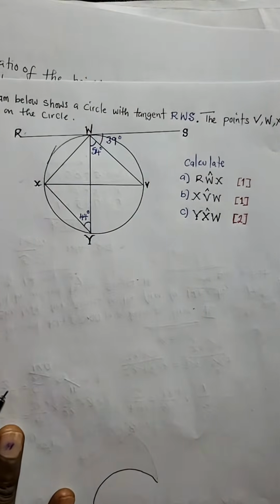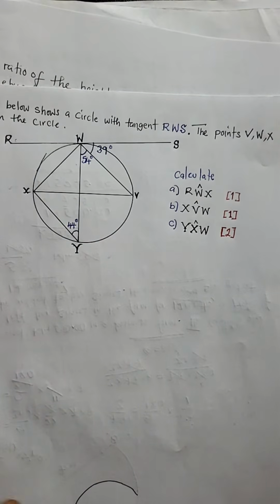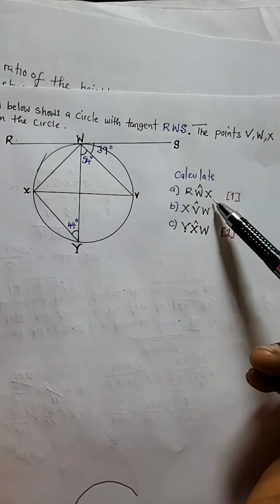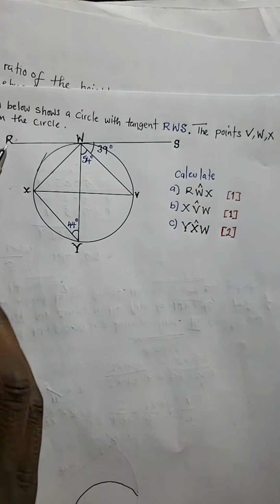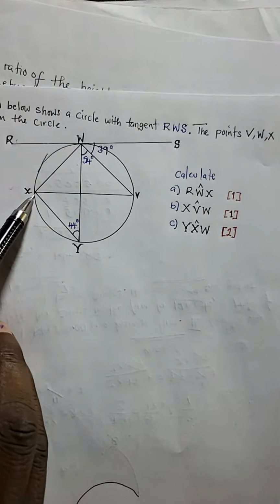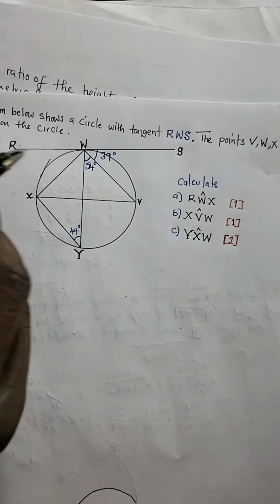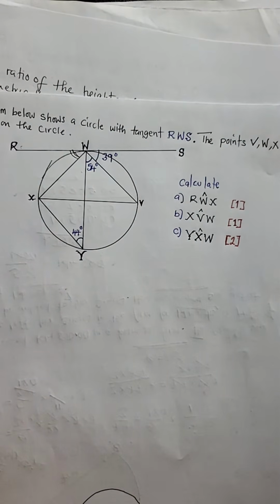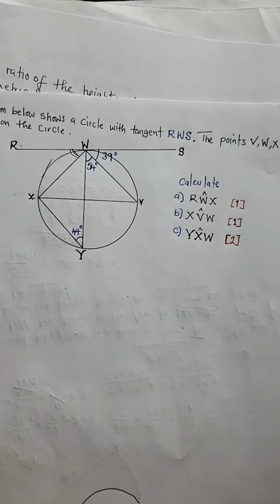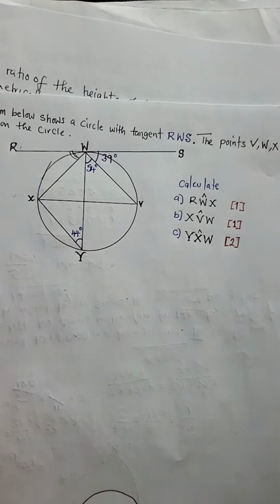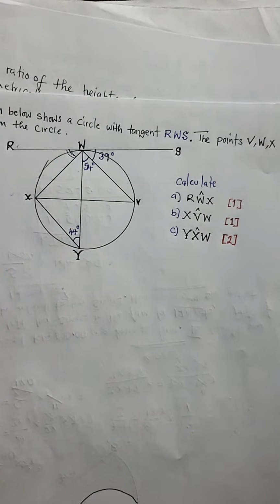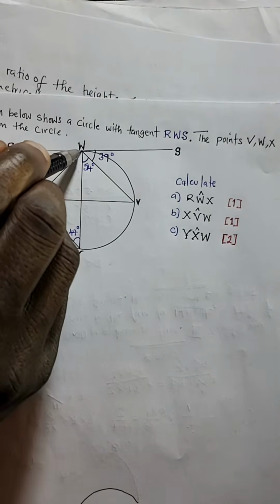What's the question? The question is saying calculate angle RWX. Where is that one? R here, WX here. So they want us to calculate this angle here, the external angle. Okay, so now what property are you going to use to calculate this angle? Listen, guys, we have a tangent here at W. A tangent, by the way, is a line touching a circle at a single point.